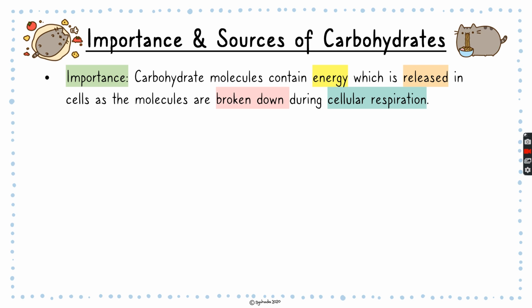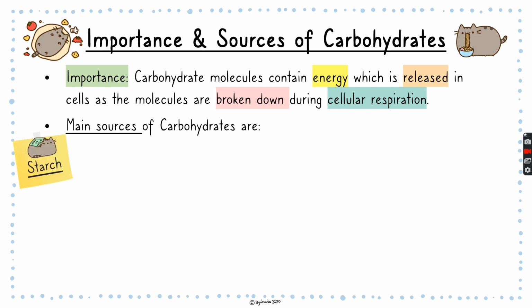Let's look at carbohydrates. Carbohydrate molecules contain energy, and that is their main importance, which is released in cells as the molecules are broken down during cellular respiration. Remember that cellular respiration is a process that happens within the cells itself. It's not breathing. Breathing is just exhaling and inhaling, which is the exchange of gases. But cellular respiration is when you break down the food, especially carbohydrates, to produce energy. This process happens in the mitochondria of your cells.